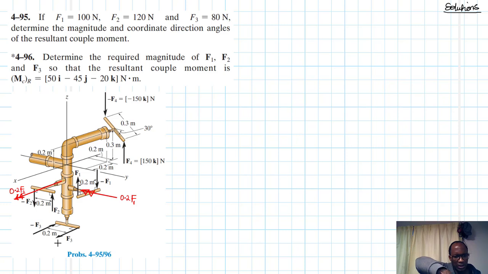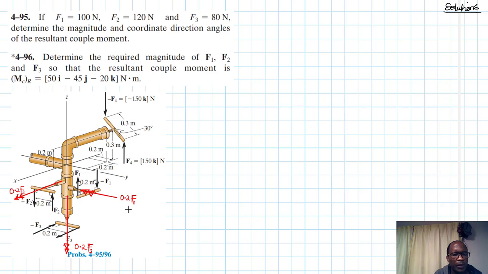And then F3, it is negative, going down, right? Using the right hand thumb rule, it's going down. So it's going down like so. All right. This is the direction of our couple moment, and this is also 0.2 F3.